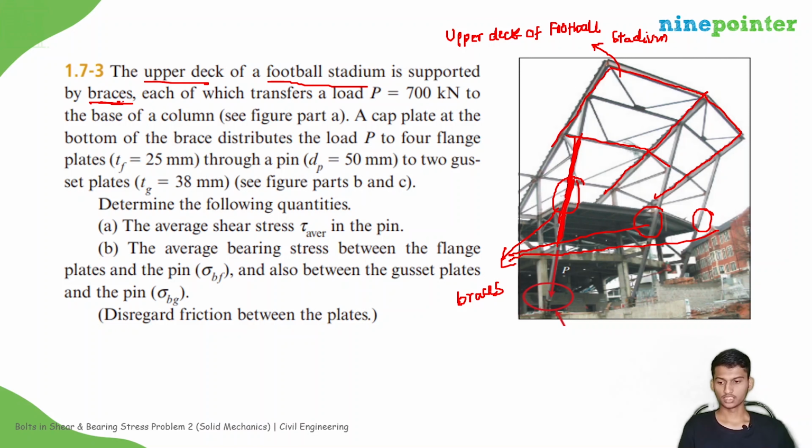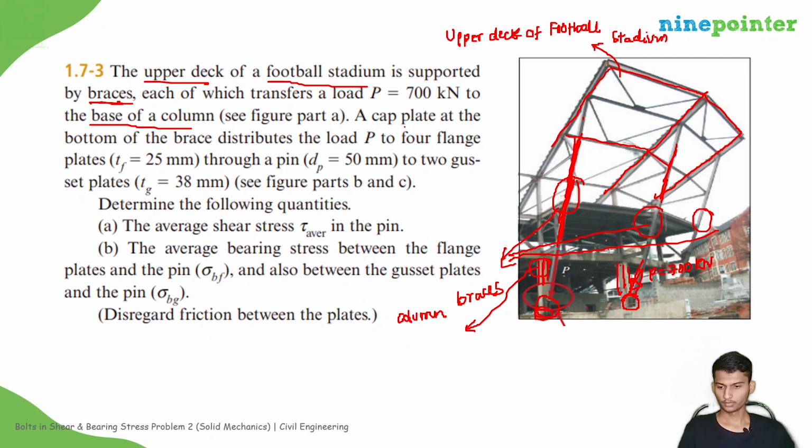The upper deck is supported by the braces, each of which transfers a load P equal to 700 kilonewtons. Means if you consider this brace, it will transfer a load of P equal to 700 kilonewtons to the base of a column. Here, this is the column, and here it is the base, right? This brace is supported at the bottom, so you are transferring this 700 kilonewton force to the base of the column.